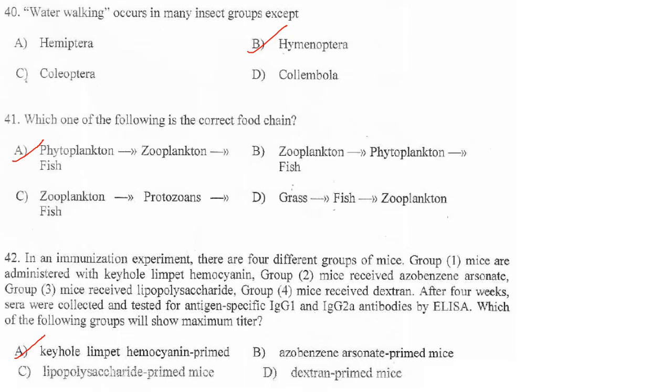Now the answer is keyhole limpet hemocyanin primed. That will show the maximum titer. Why? Because it is a protein, and protein is a more powerful antigen than the other groups. So it will give the maximum titer. So the answer is option A.